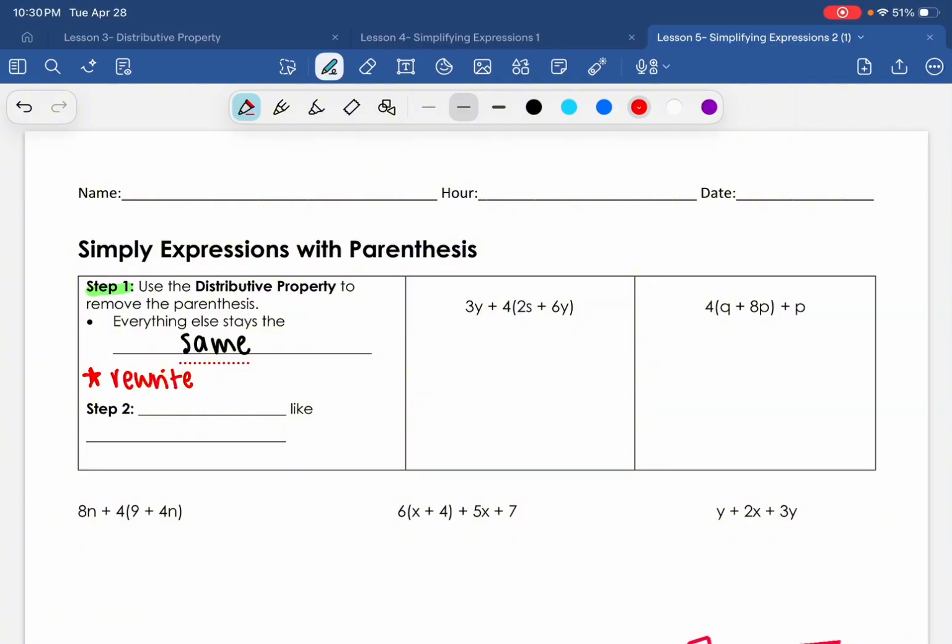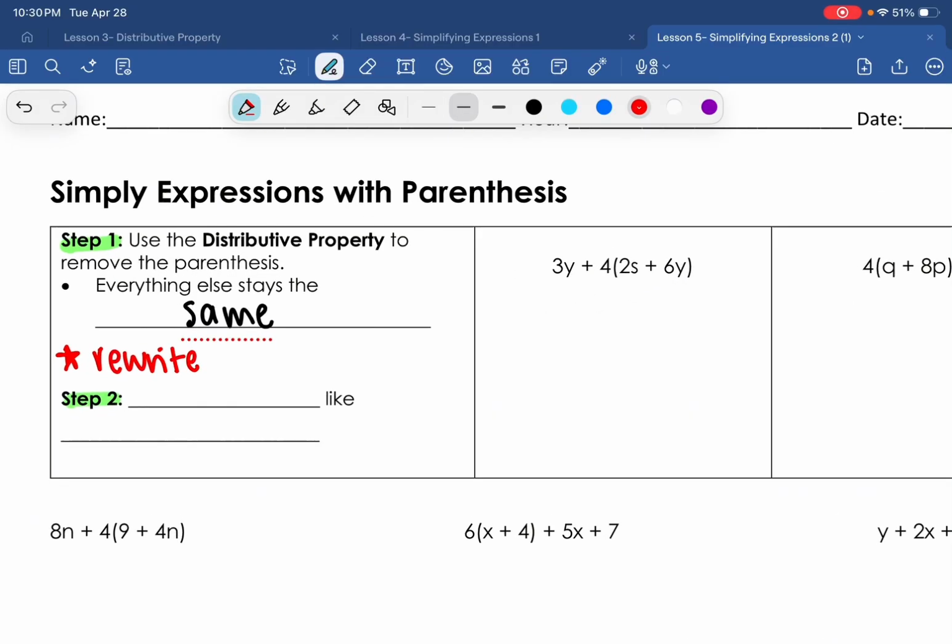You're going to need to rewrite your expression after you remove the parentheses. Okay, and then step 2, just like usual, we are going to combine like terms. And if you don't remember what that means, that's stuff that has the same variable, or constants or numbers without a variable.